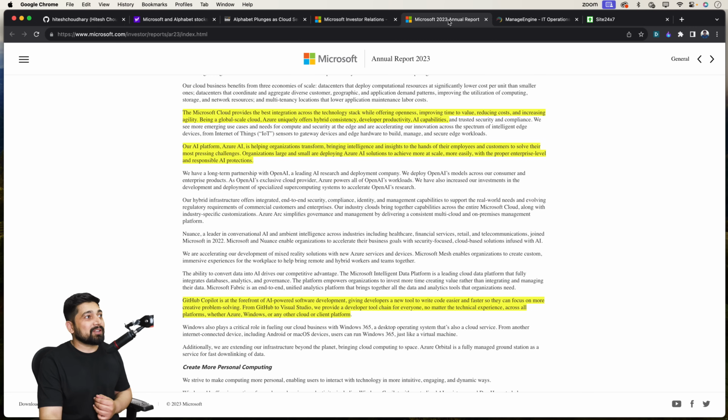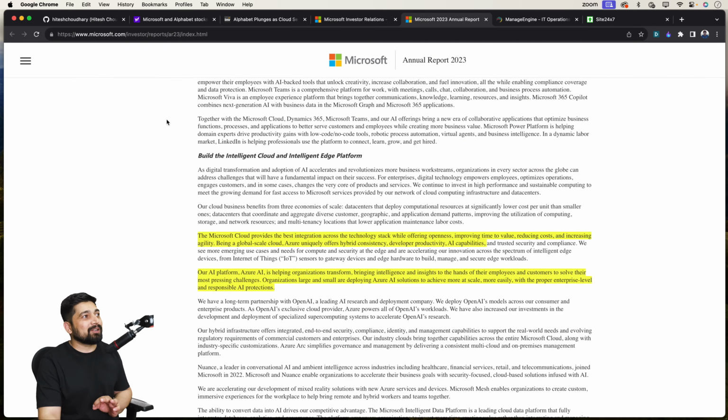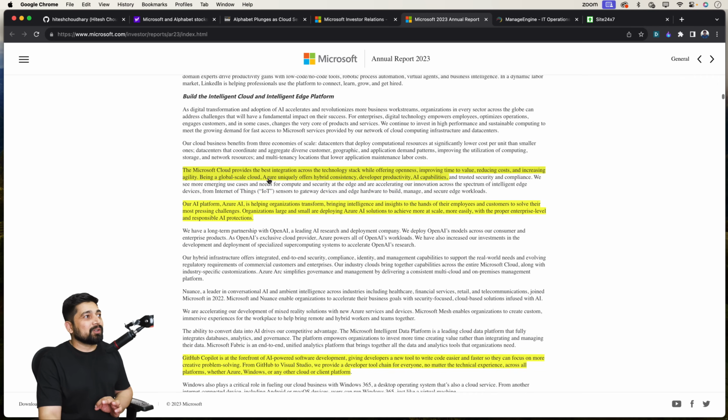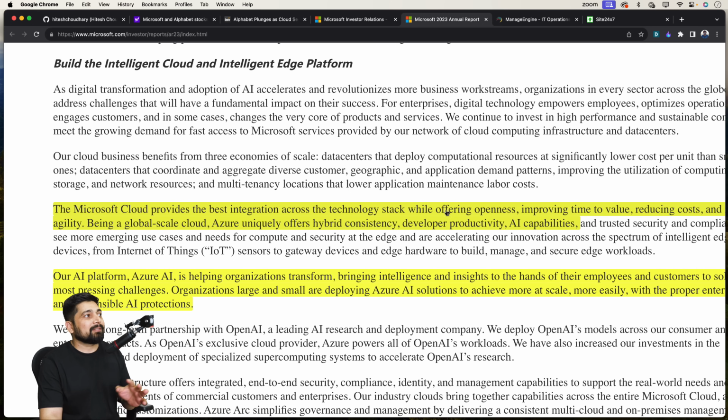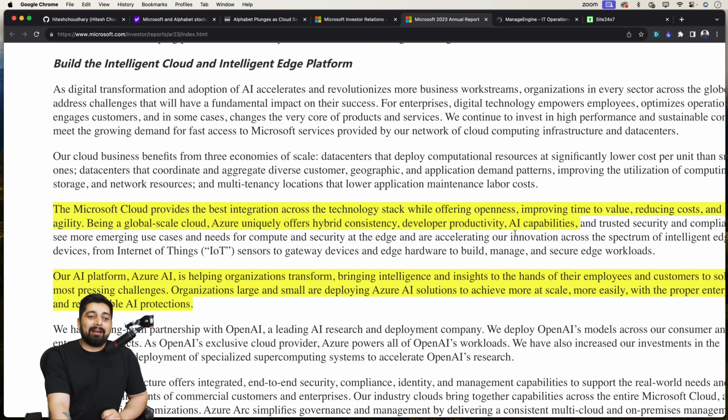So this is from the Microsoft annual report. I won't consume too much of your time, but look at this. I have highlighted a few notes for you, and it says the Microsoft Cloud provides the best integration across the tech stack while offering openness and so on. Being a global cloud, Azure uniquely offers hybrid consistency, developer productivity, and AI capabilities. With the marketing hype around OpenAI and especially ChatGPT, there is a GPT there. Microsoft provides you out-of-the-box solutions and companies are absolutely loving to use that.